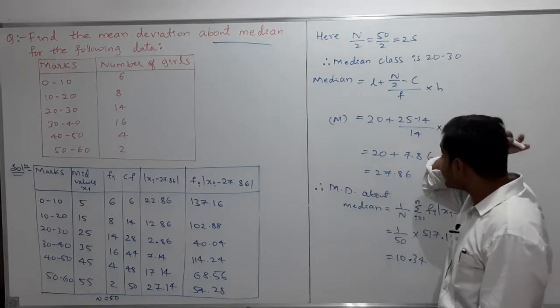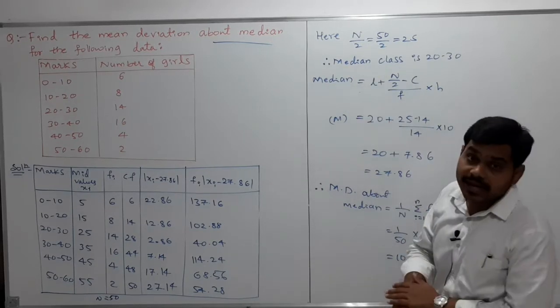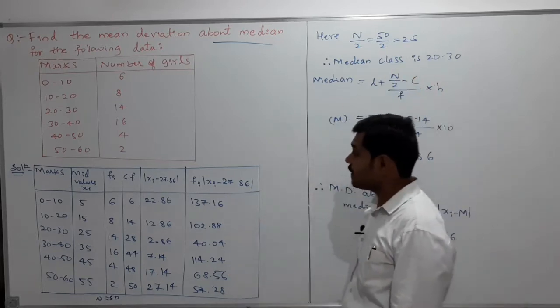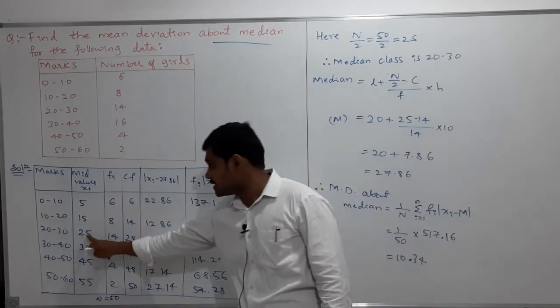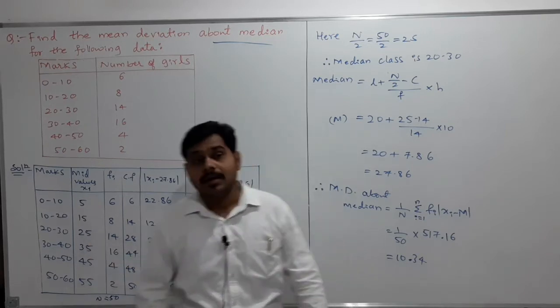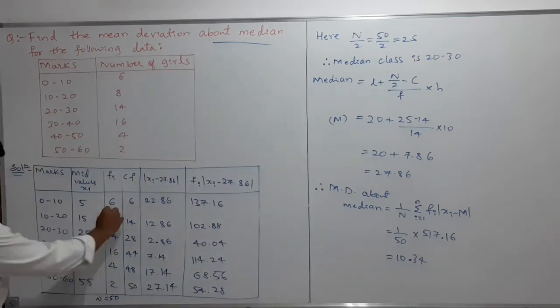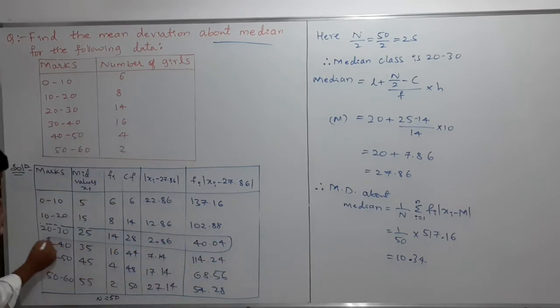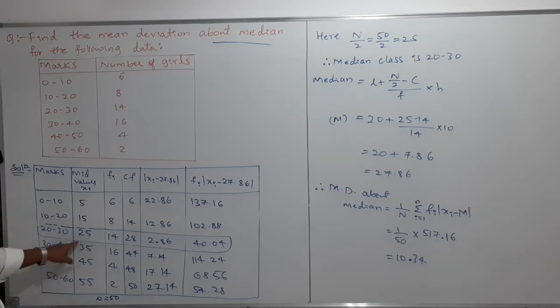So now we should calculate the median class. What is the median class? The median class is nothing but where the 25 is. So in the middle, the value 25 is here. We should take the median class of this one. So this is our median class. Clear? 25 lies in between 20 to 30, so this is our median class.